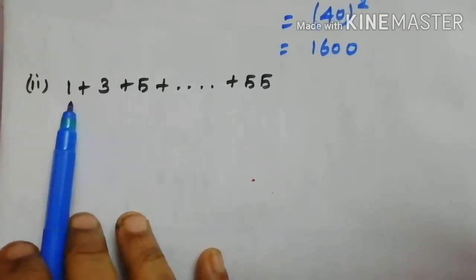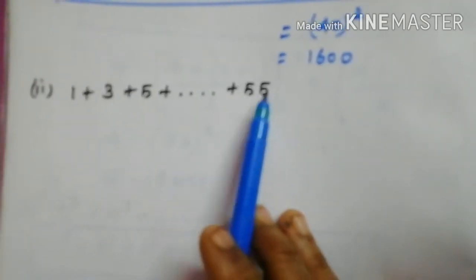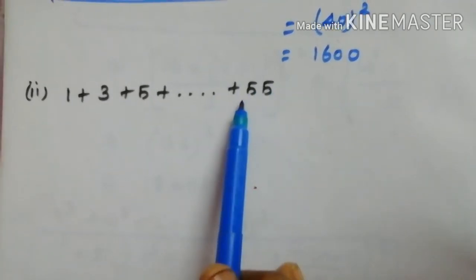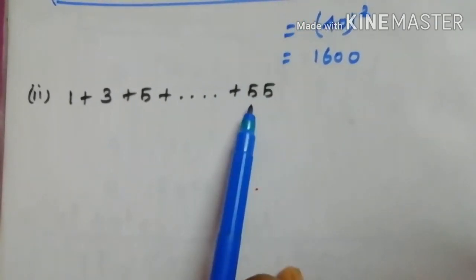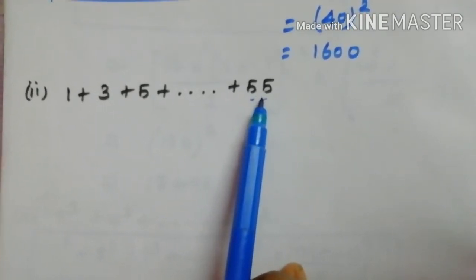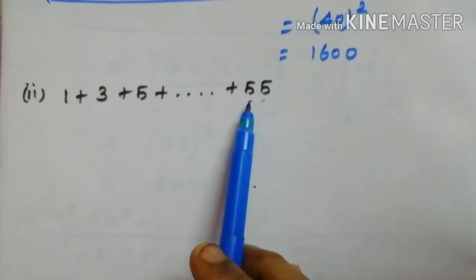Next sum: 1 plus 3 plus 5 plus etc. up to plus 55. Here also it is the sum of odd numbers, but here the number of terms is not given, but the last term is given, that is 55. Here we know the formula, that is n square, but we don't know what n is.